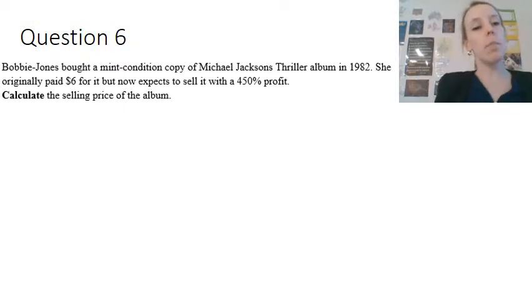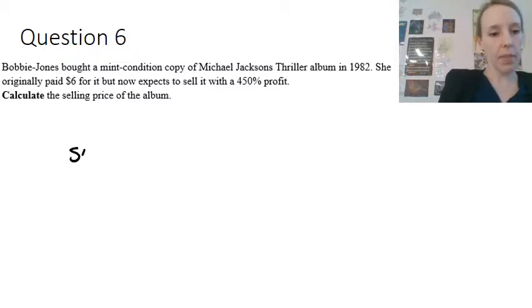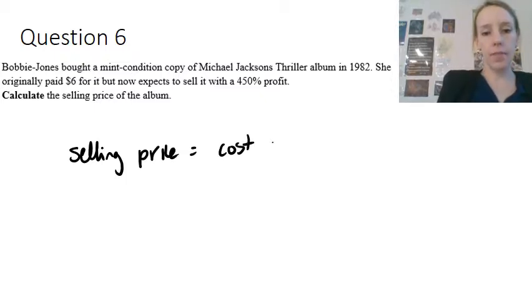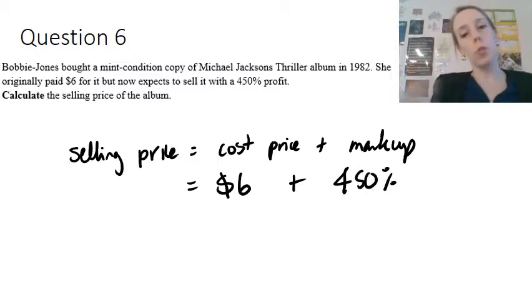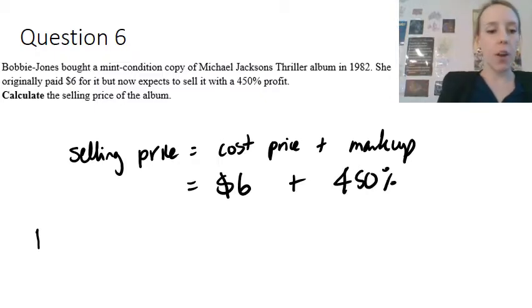Okay, question 6. Bobby Jones bought a mint condition copy of Michael Jackson's Thriller album in 1982. She originally paid $6 for it, but now expects to sell it with a 450% profit. So calculate the selling price. Okay, so we want to add 450% on because we know our selling price is our cost price plus our markup. So the cost price was our $6 and our markup is 450%.